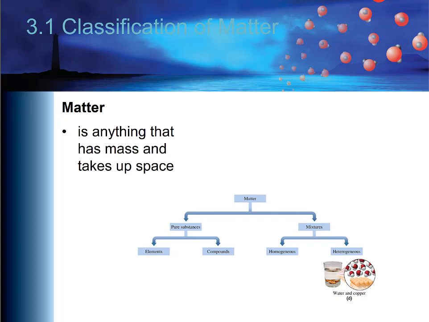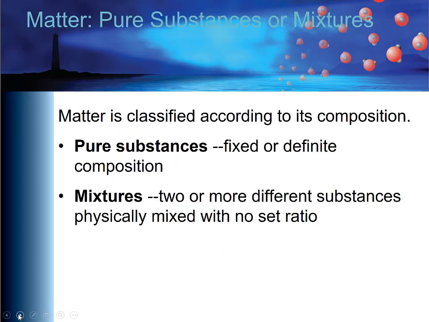So the chart that's on here shows that we have matter at the top, and we have pure substances and mixtures. So those are going to be the first two categories that we're going to look at. All right, so a pure substance has a fixed composition, which means it's the same all the time. It has the same ratio of elements or compounds or ingredients, but it's always the same every time. A mixture means that you're going to mix two or more things together, and there is no set ratio.